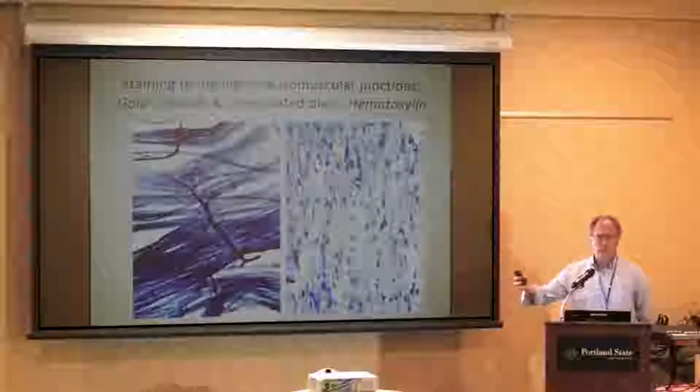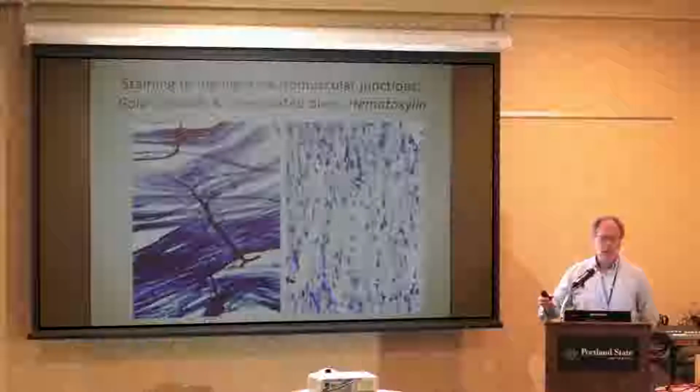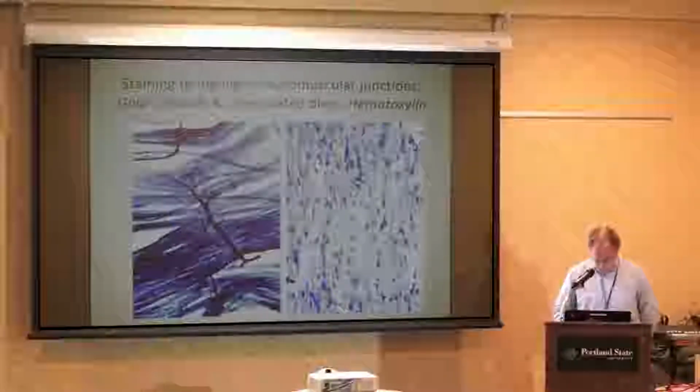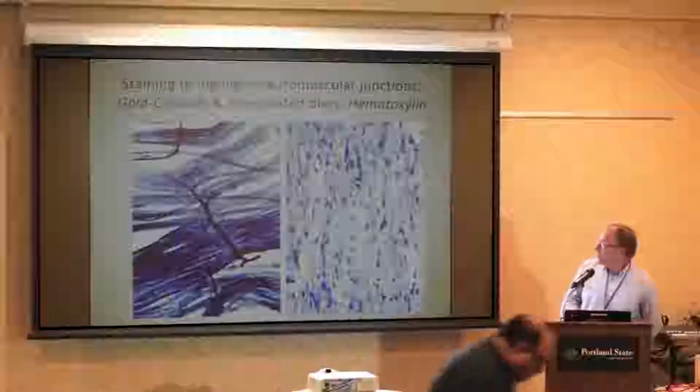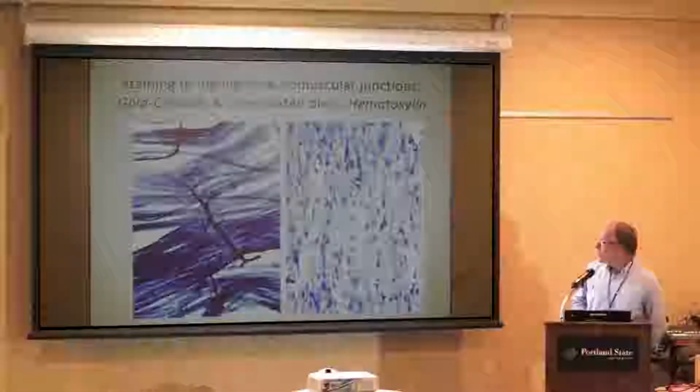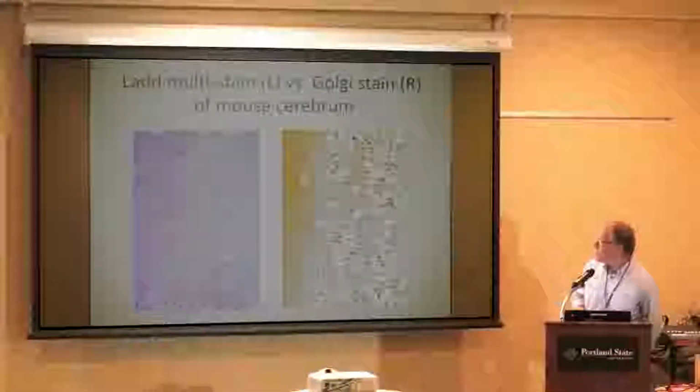So that's this idea of selecting the stain for the tissue type, to get them to build up their own image bank. Just another example. The next slide should be coming up: mouse cerebrum.